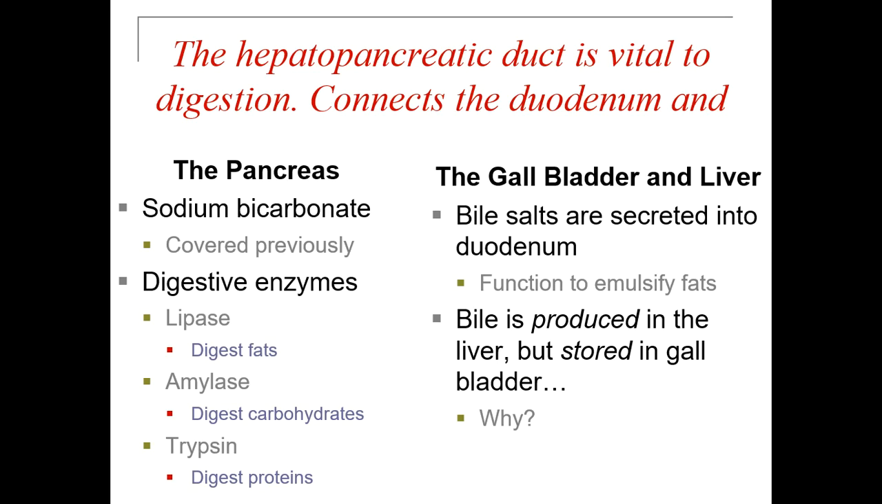The gallbladder merely stores the bile. The liver is what actually produces the bile, not the gallbladder. So let's backtrack and think about that for a second. The bile is produced in the liver. Its function is to emulsify fats, to essentially break down fats.